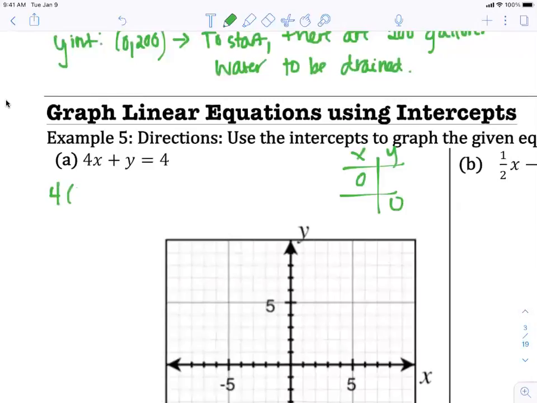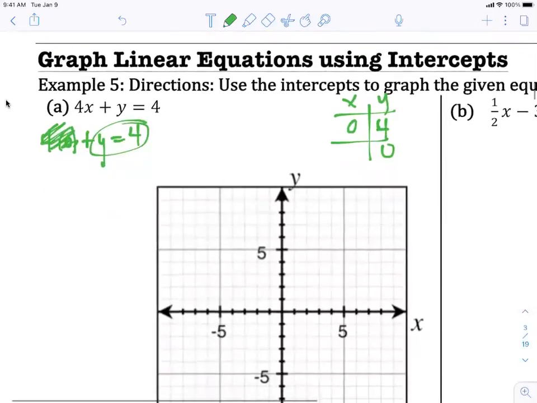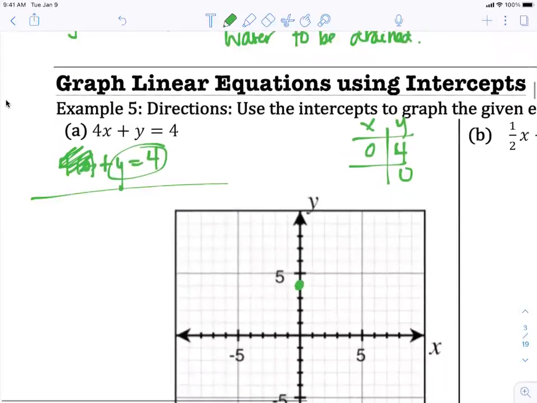So I'm going to plug in 0 for x, and we are going to solve for y. And this one's actually pretty nice. 4 times 0 is just 0, and you have it right now. When x is 0, y is 4. So we could graph that. I'm going to go left to right 0, up 4. And now let's find my second one.